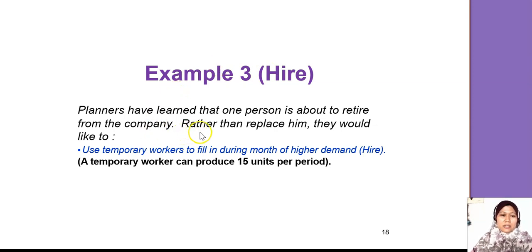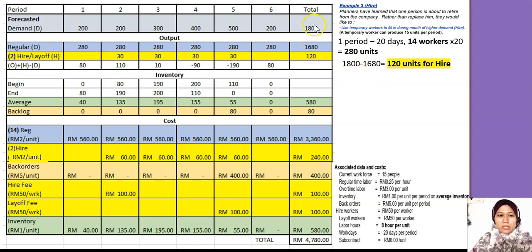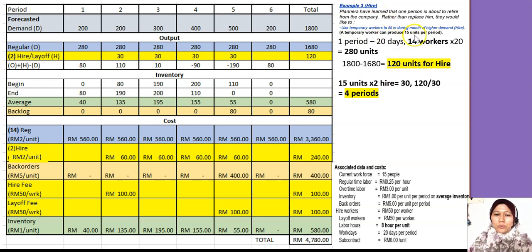So they said that they are using 14 workers and temporary workers only can do 15 units per period. So the regular is still the same, no change with the 14 workers. And then we know the difference here is 120, but you need to do hiring. Okay. So we know that one worker can do 15 units. So if we hire 2 people, 15 units times 2, we have 30 units per period.